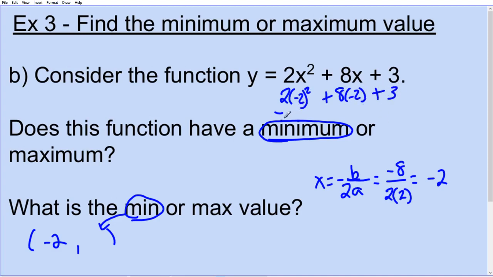All right, -2 squared is +4. +4 times 2 is 8. Nope, yes, +4 times 2 is 8. Plus 8 times -2 is -16, plus 3. All right, math. 8 and -16 is -8, -8 plus 3 is negative 5. So now I have the minimum value of this function.